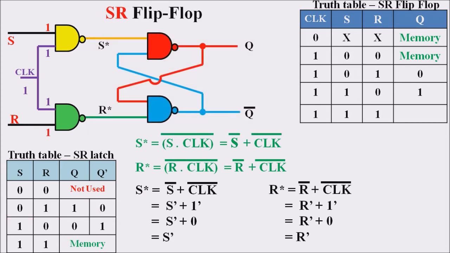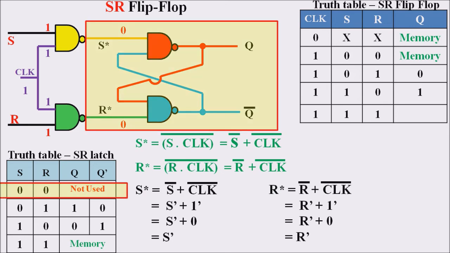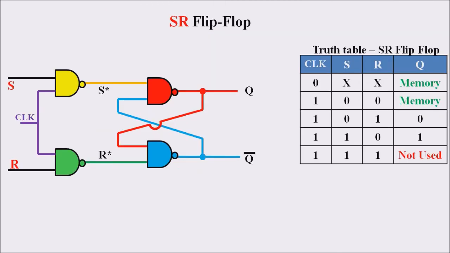So now we are moving to the last condition, that is clock equal to 1 and S equal to 1 as well as R equal to 1 condition. Here S equal to 1 results in a condition of S star equal to 0. R equal to 1 results in R star equal to 0. Thus, if we are analyzing the truth table of the SR latch with S equal to 0, R equal to 0, it results in a not used or invalid condition. Thus, the SR flip-flop's output will be a not used or invalid condition.